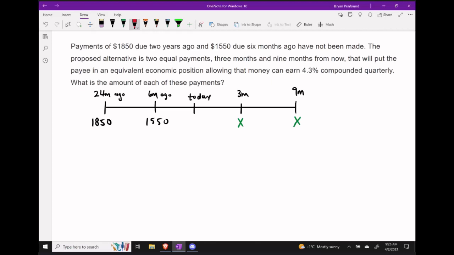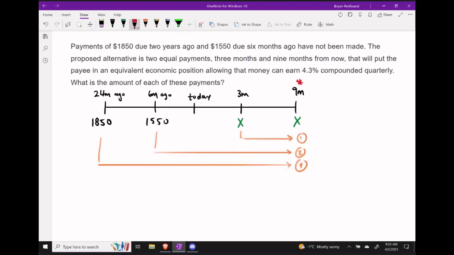I typically like to move around the fewest amount of monies as possible, and I also typically like to use the future value formula rather than the principal or present value formula. So I'm actually going to pick the focal point to be 9 months from today, and I'm going to move everything over there.